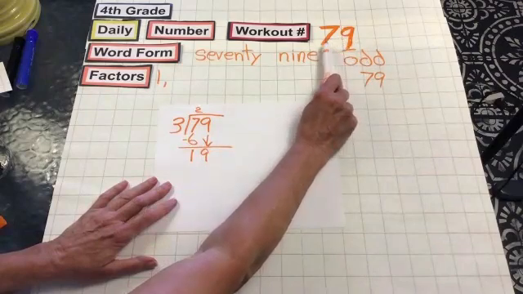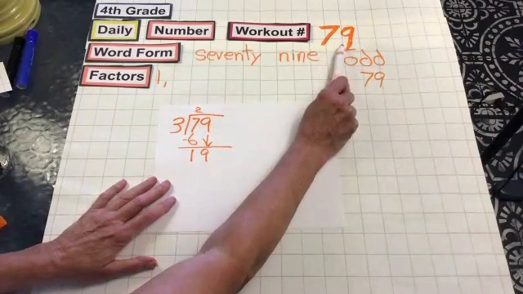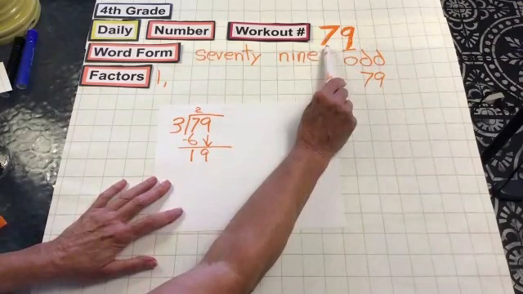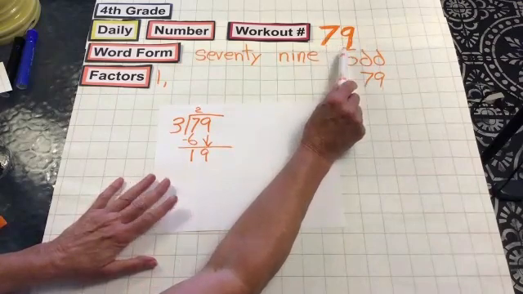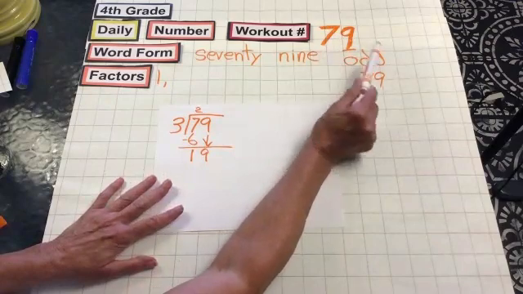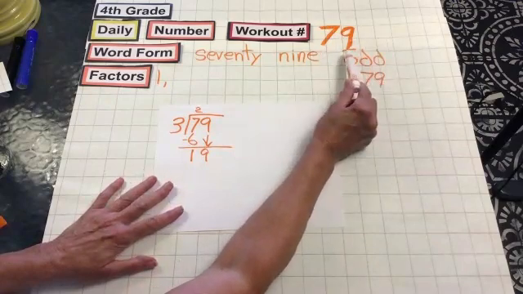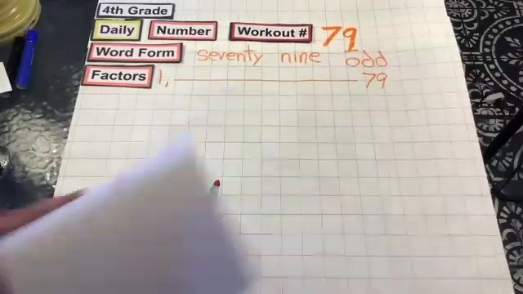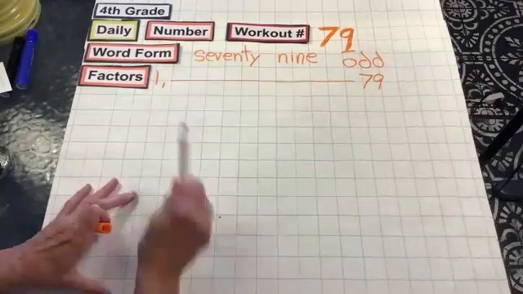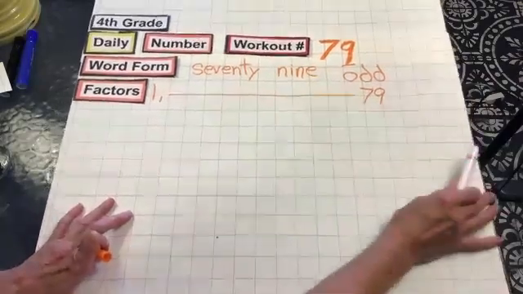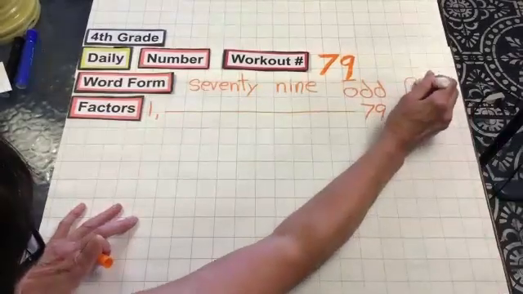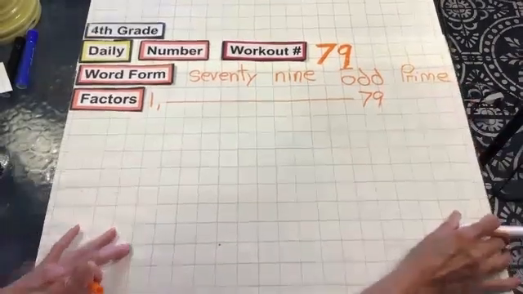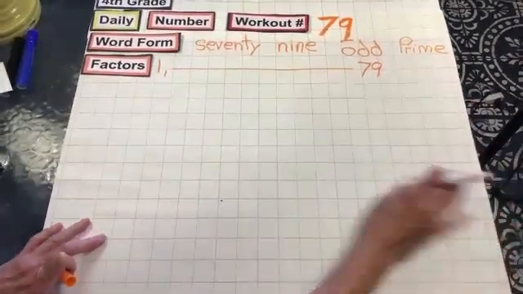7 won't go in because it goes into 70, then 77, and 7 more would pass up 79. 8 doesn't go in because 8 goes into 72, then 80. 9 doesn't go in because it goes into 72, then 81. 10 doesn't go in because it's odd. So we're done. All right. So because 1 and 79 are the only factors, this number is prime. A very boring number, but we can play with it as usual.